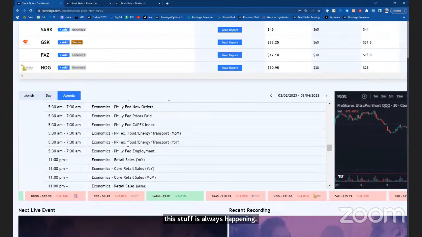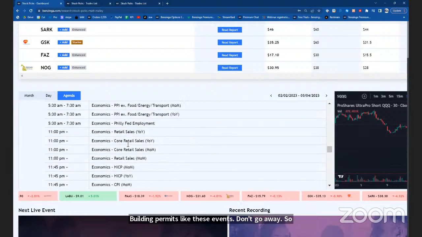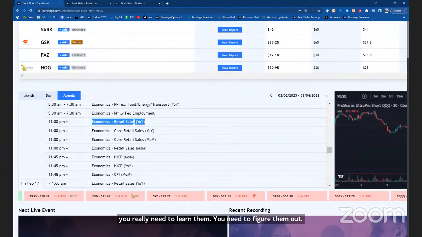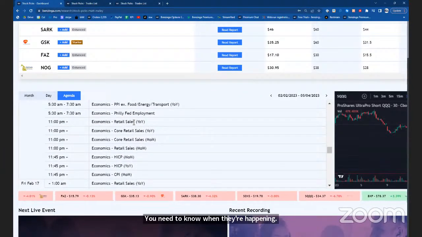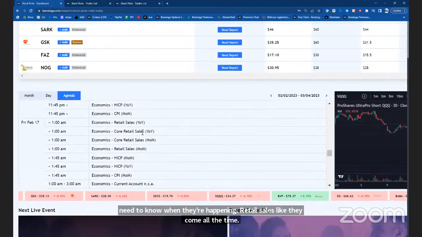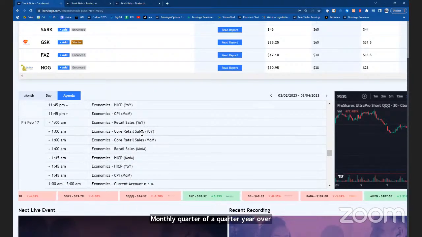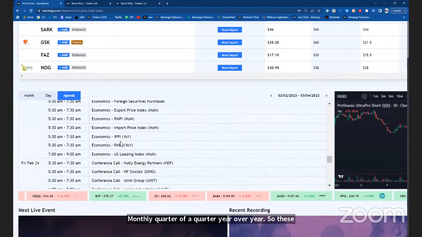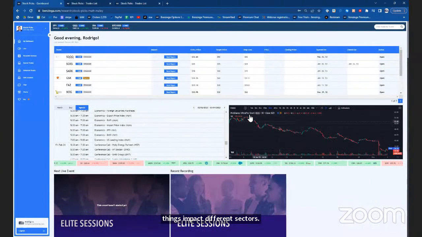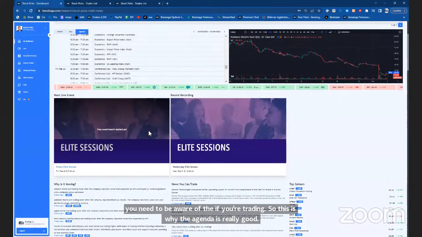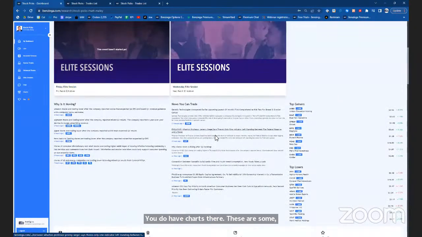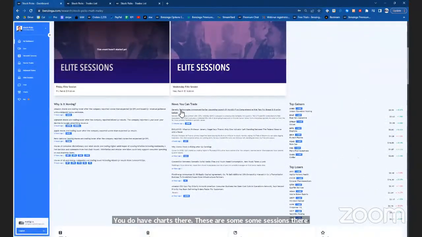So you really need to learn them. You need to figure them out and know when they're happening. Retail sales come all the time, monthly, quarter over quarter, year over year. These things impact different sectors, and you need to be aware of this if you're trading. This is why the agenda is really good. You do have charts there, and some sessions. You also have some scanners that are custom built for you. You really won't find these scanners in other spots because they're built for you guys.